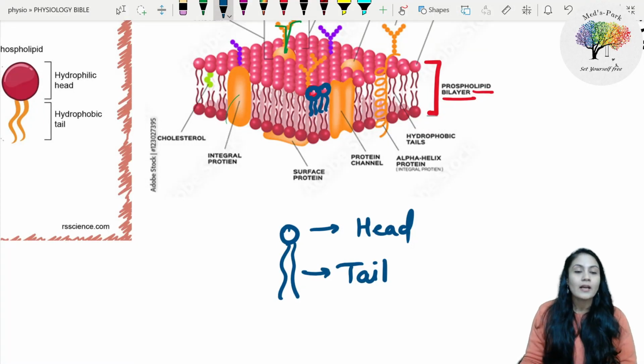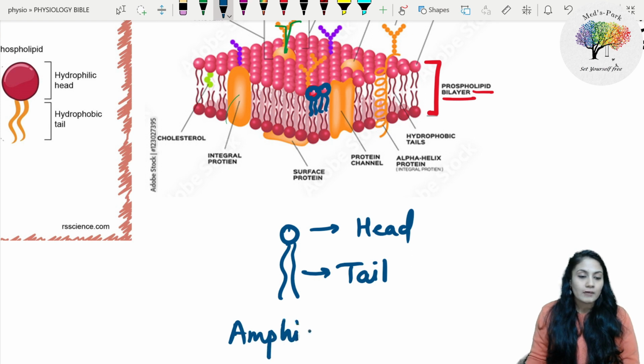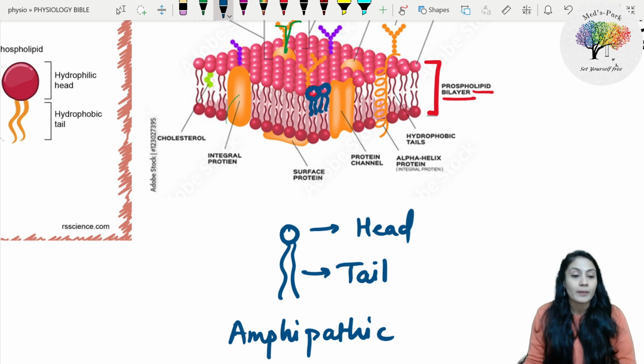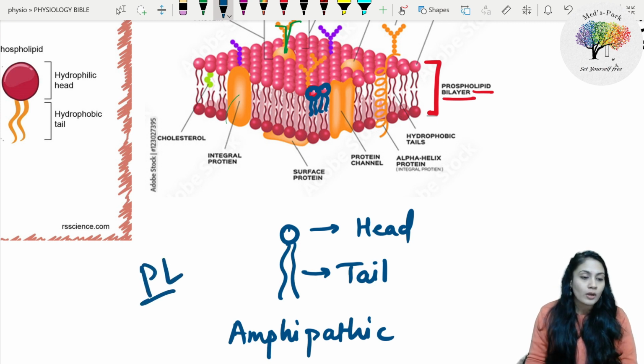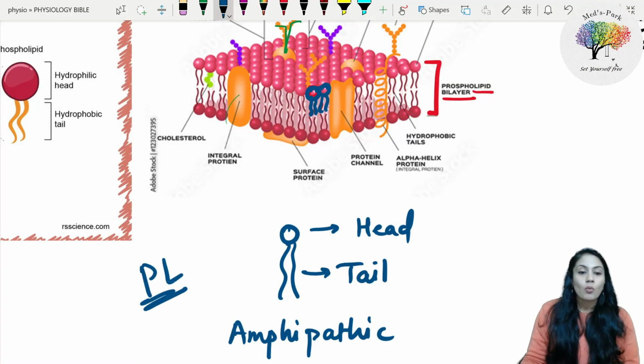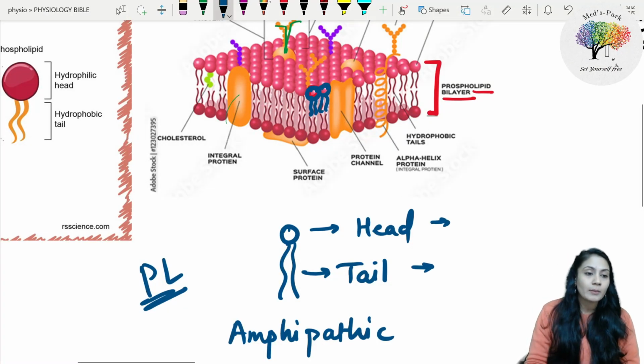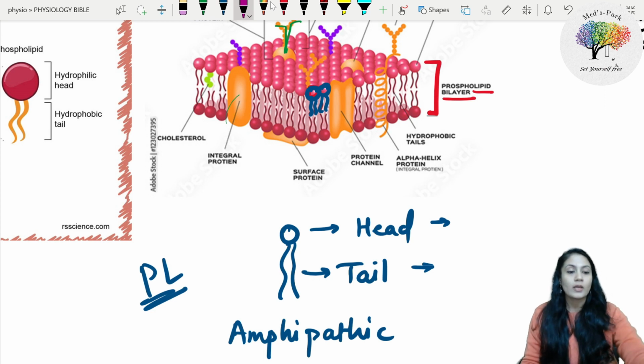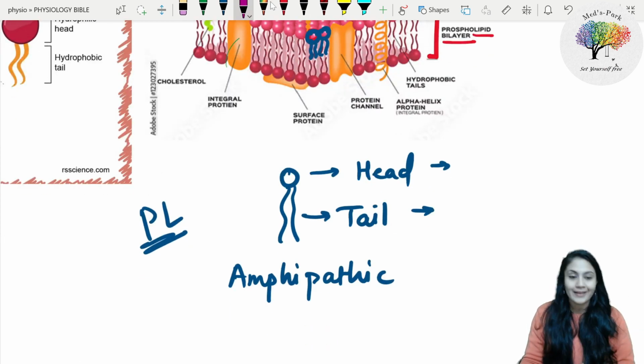Now understand, this is called an amphipathic lipid. Why is this called an amphipathic lipid? Which lipid are we talking about? We are talking about phospholipid. Amphi means both, right? Now what are the both properties it has? Remember, there are two structures we are talking about in the phospholipid, that is head part and tail part.